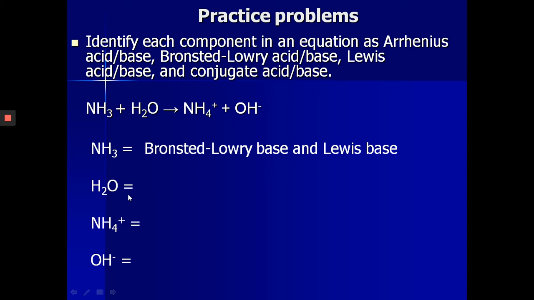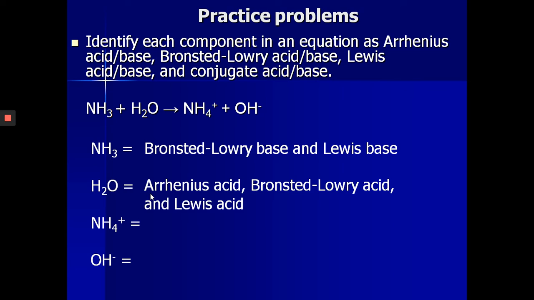H2O. Now, H2O is the one who has lost a hydrogen or who has donated hydrogen, right? And also, this is the one that's going to be accepting electron pair. So this is called an Arrhenius acid, Bronsted-Lowry acid, and Lewis acid. According to Arrhenius acid, the water is a hydrogen producer, right? Produce the hydrogen so that it can be stuck to the NH3.